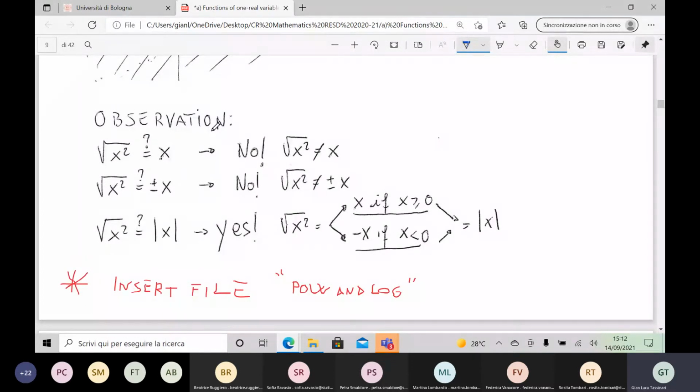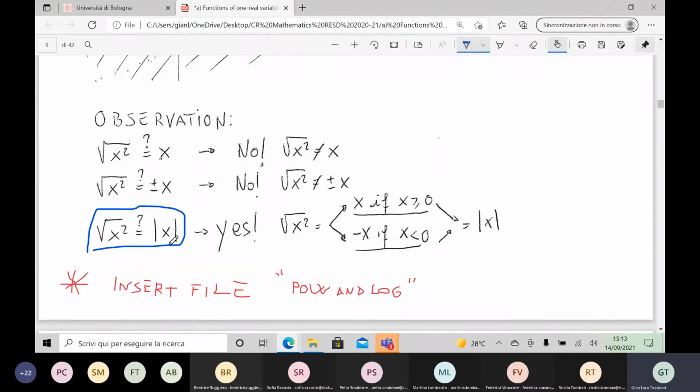The last thing, and really we stop and we do the break. Observation: square root of x squared is equal to x? No, it's not equal to x. Square root of x squared is equal to plus minus x? No, because the square root of something must always be positive. In particular, to be precise, the square root function must always be positive. So the square root of x squared is equal to the absolute value of x. So you have this very important identity of mathematics that tells you that the square root of x squared is not equal to plus minus x, but is equal to the absolute value of x.